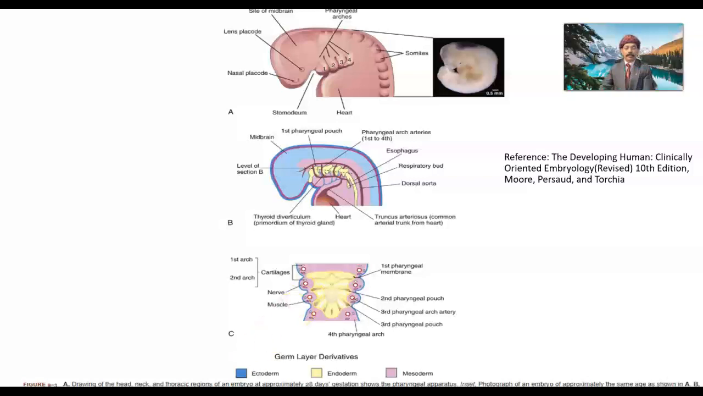Okay, this is approximately at 28 days of gestation, and this is the heart, the primitive heart, the developing heart, with the truncus arteriosus. It makes some arches of artery that unite with the dorsal aorta, and each of the arches gets one artery from the truncus arteriosus of the developing embryo.